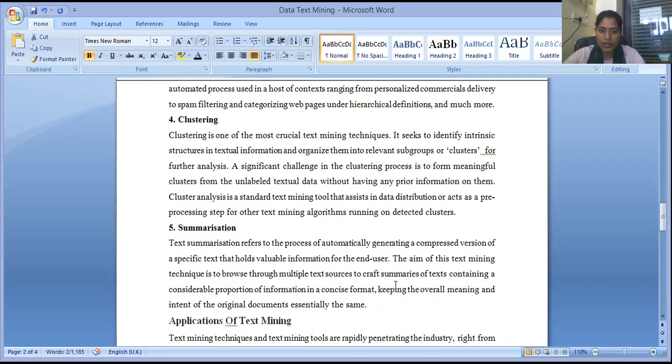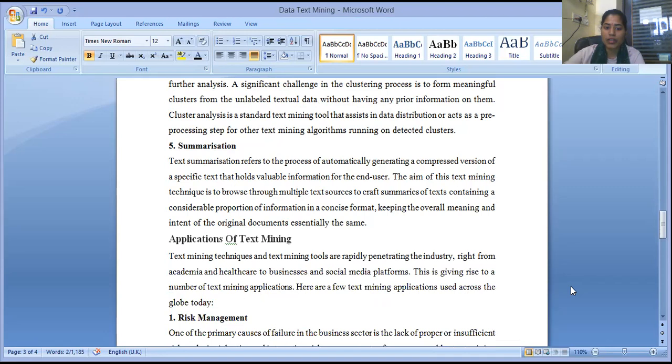Clear? So that is known as clustering. A significant challenge in the clustering process is to form meaningful clusters. Always, the data in that area must have some meaning. So, form meaningful clusters from unlabeled textual data without having any prior information on them. Cluster analysis is a standard text mining tool that assists in data distribution or acts as a pre-processing step also.